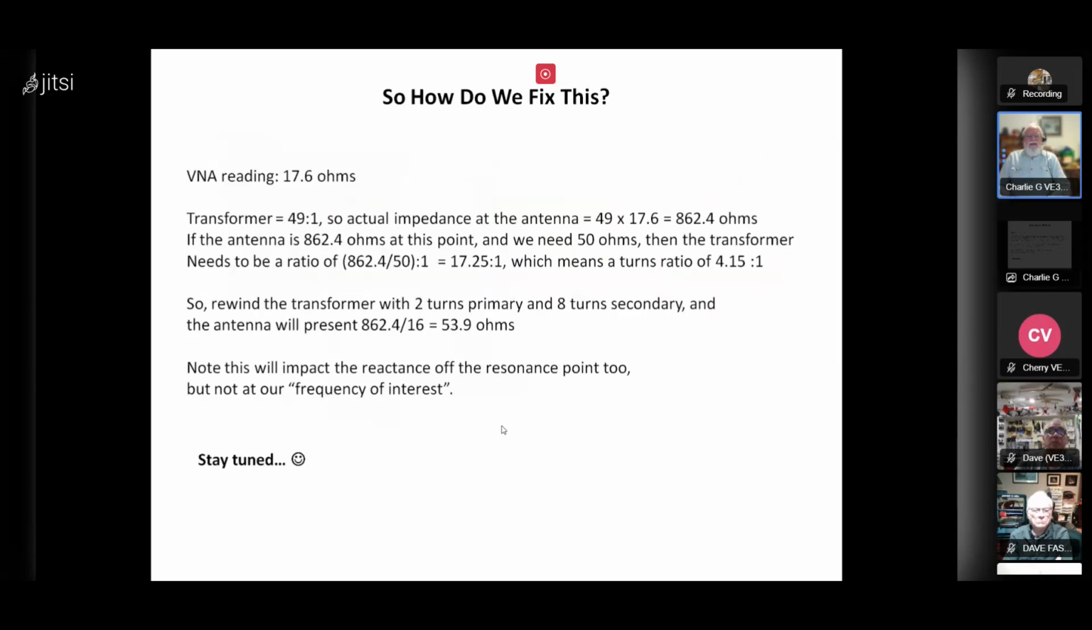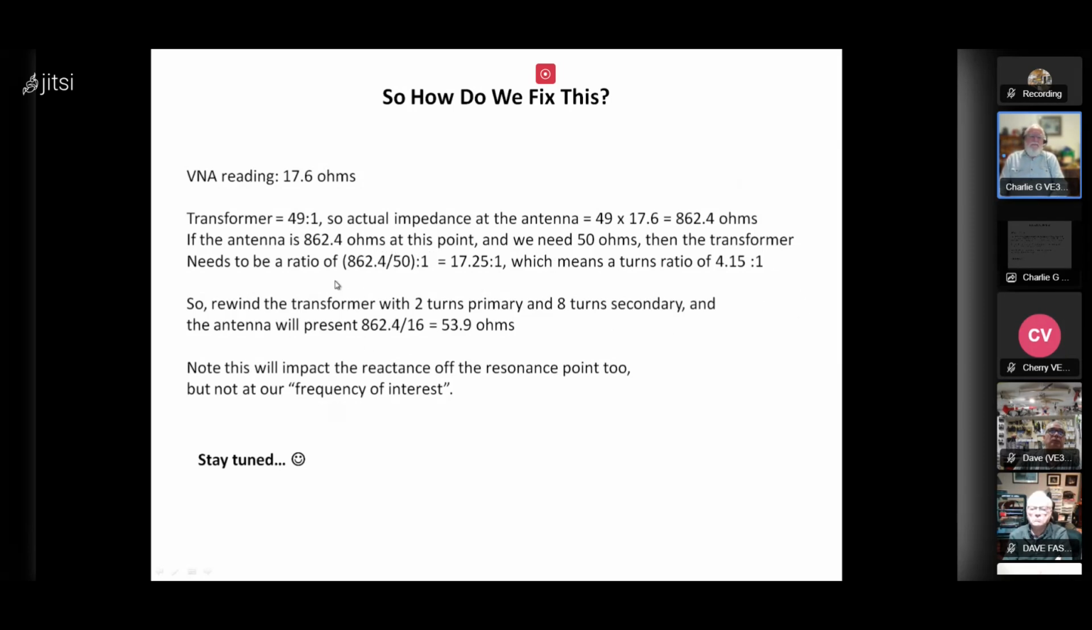So if the VNA reads 17.6 ohms, we'll ignore the reactive portion for now because it's almost nothing. And my transformer is a 49-to-1 transformer. The actual impedance I'm seeing at the antenna is 862.4 ohms. That's very simple math.